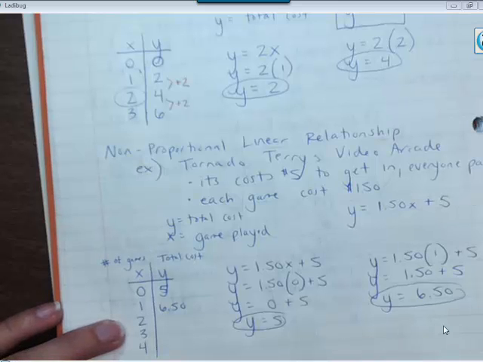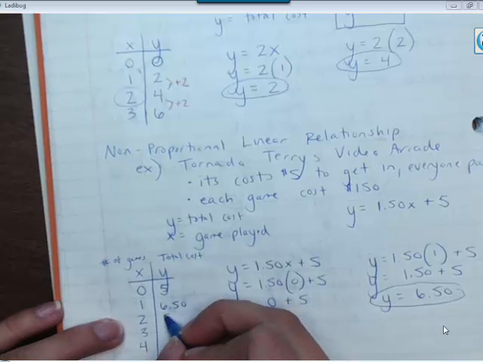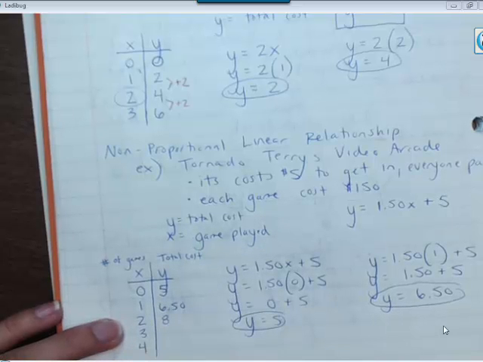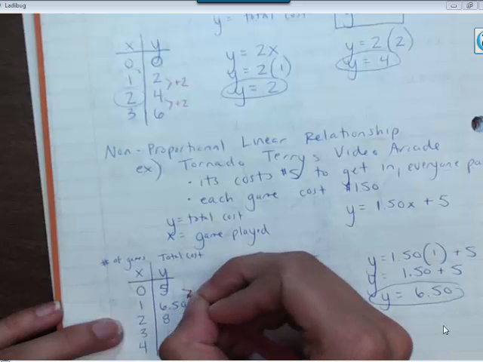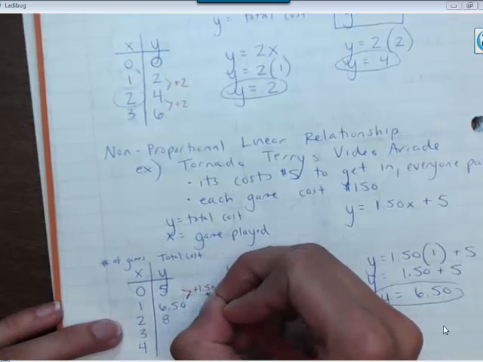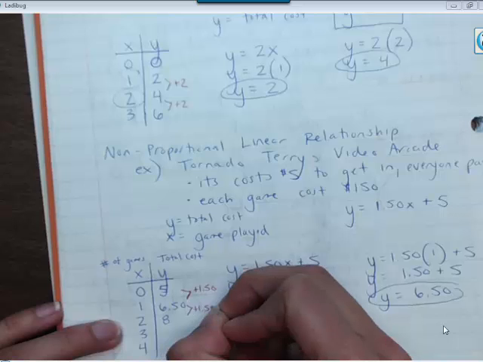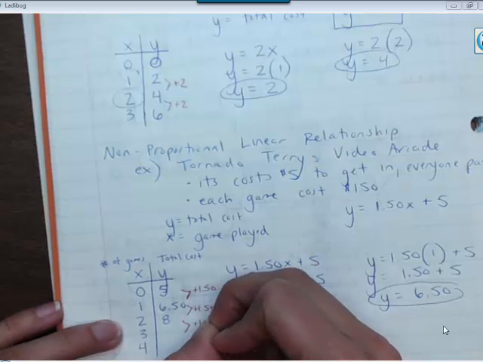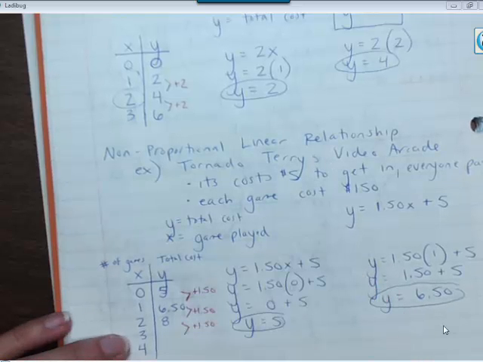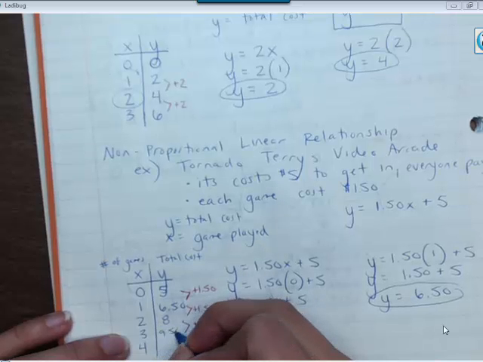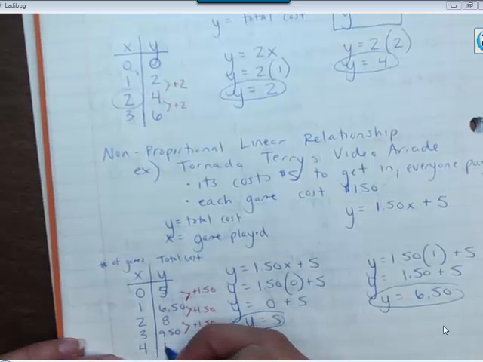exactly what I have. If I play 2 games, the total amount of money I'm going to be spending is $8. If I look, I'm going up by my constant rate of change every time. I'm adding 1.50 every time. So, at 3 games, if I add 1.50 to 8, my total cost is going to be $9.50. 4 games is going to be $11, and so forth.